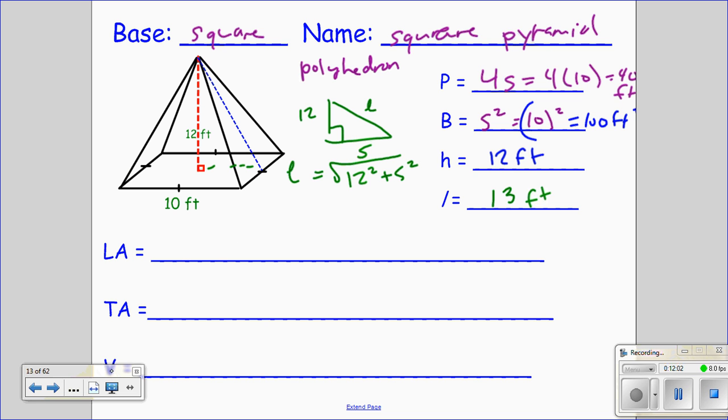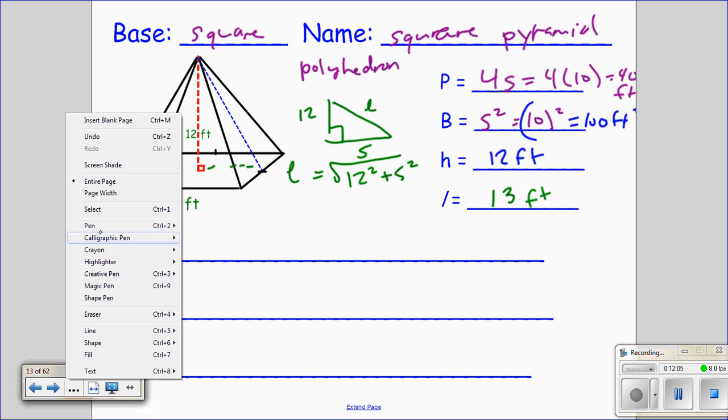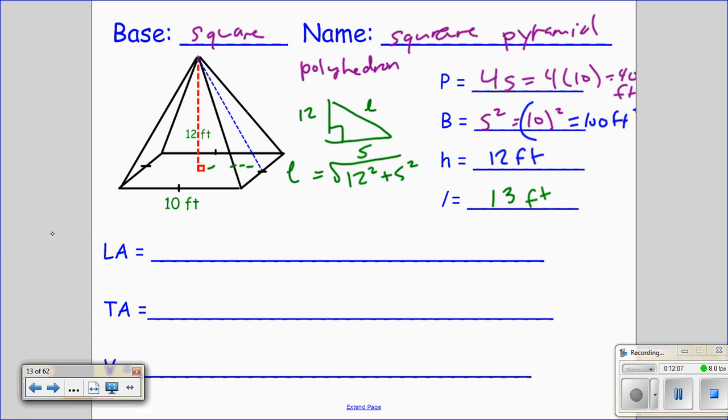All right, the formulas have not changed, so let's go ahead and write them all down. For lateral area, it's 1/2 P times L. Total area is 1/2 P times L plus B. And for volume, it's 1/3 BH.